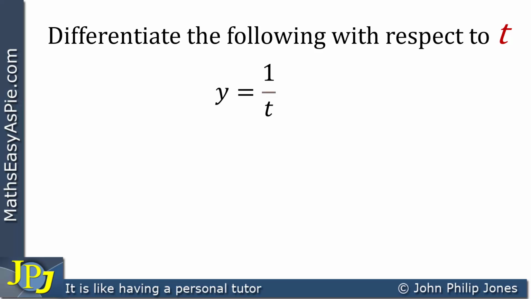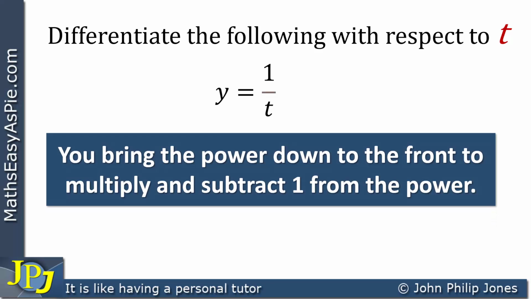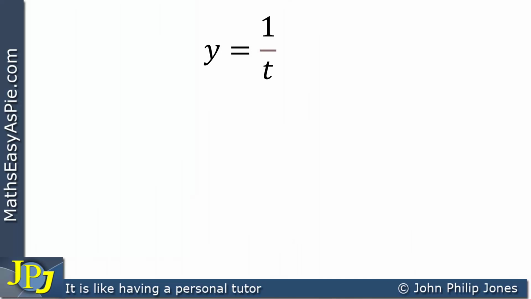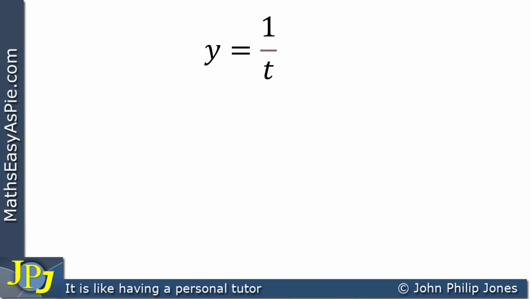And here I'll be differentiating y with respect to t. So the approach is you bring down the power to the front to multiply and subtract 1 from the power. So it's the same as we've done in all of the examples so far in the playlist. So let's move on to the next slide where you can see I've got y equals 1 over t. To move forward with the differentiation, I have to alter this to a different form. And I'm going to achieve that with an understanding of indices.